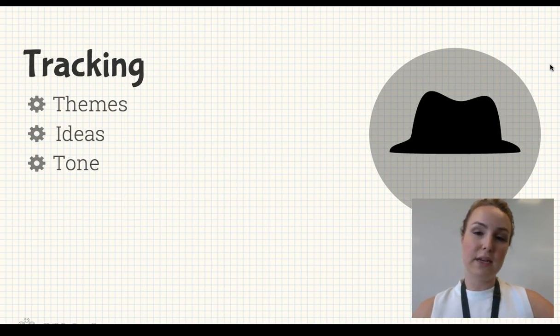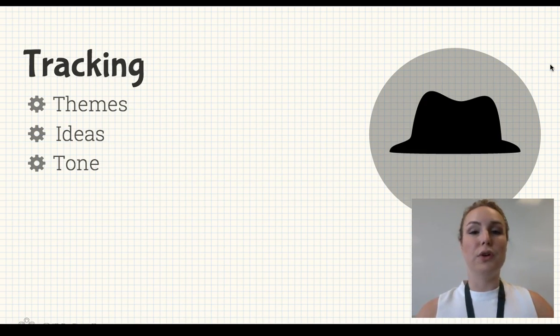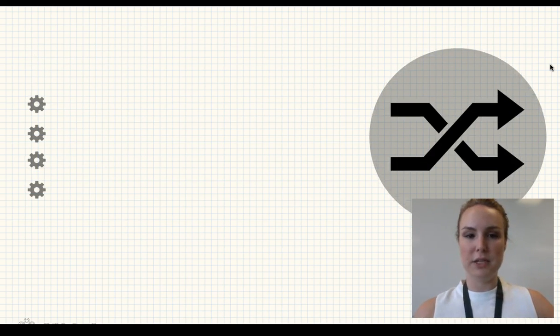Okay, tracking refers to both within that single text that you're looking at and also other texts that you're looking at. So you should be keeping track of the themes that are coming out and the ideas, very similar things. What are you noticing is coming out of a lot of the things that you're looking at? And the overall tone of the text that you're reading. Is it a really positive tone? Is it negative? Is it perhaps a really environmentally friendly tone? Those kinds of things. So looking at similarities that are coming out.